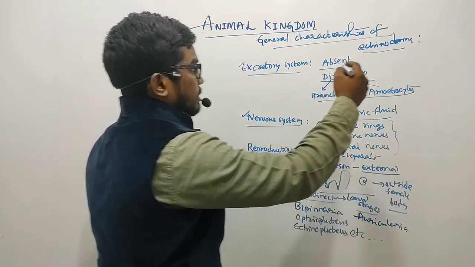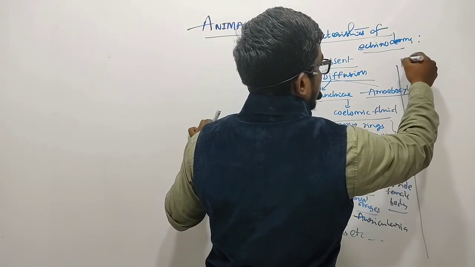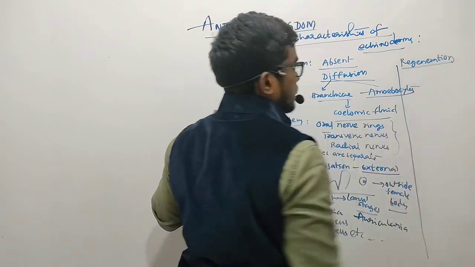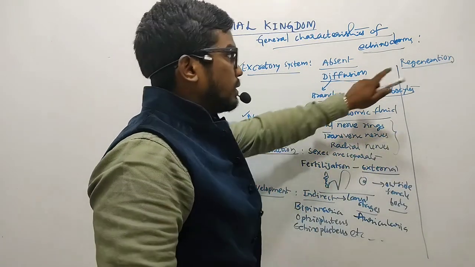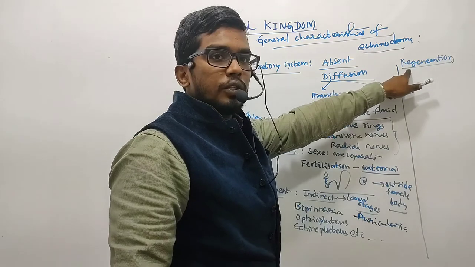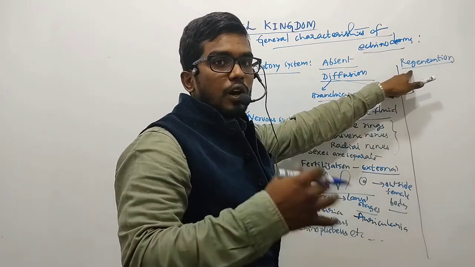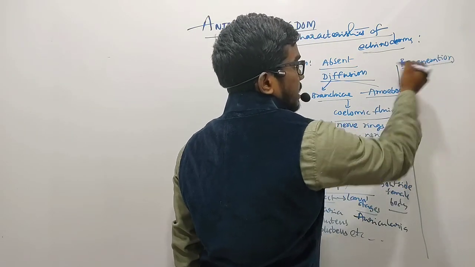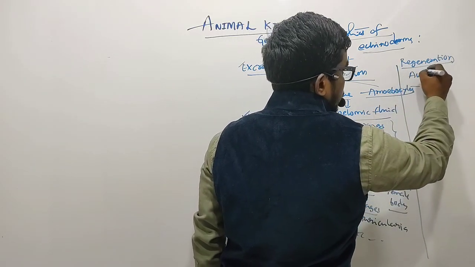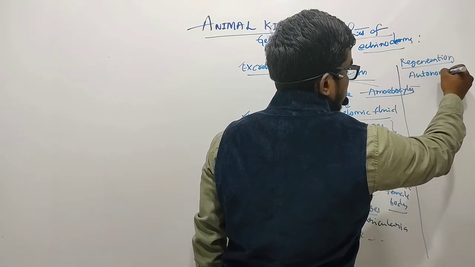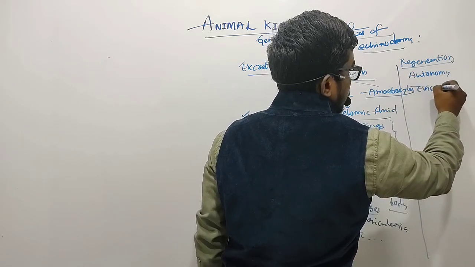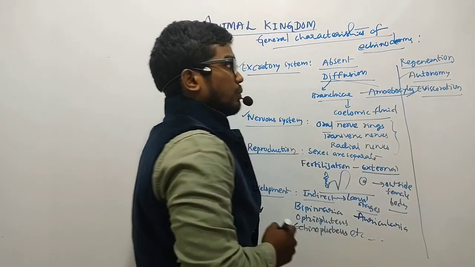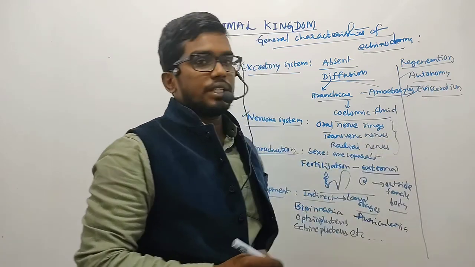And let us also discuss one more important character shown by these organisms, that of regeneration. So already I have told you that regeneration is to again reform the lost body part. In fact, they have a very high degree of regeneration. They show two forms here. One is autotomy and the other is evisceration. So two types of regeneration can be shown.